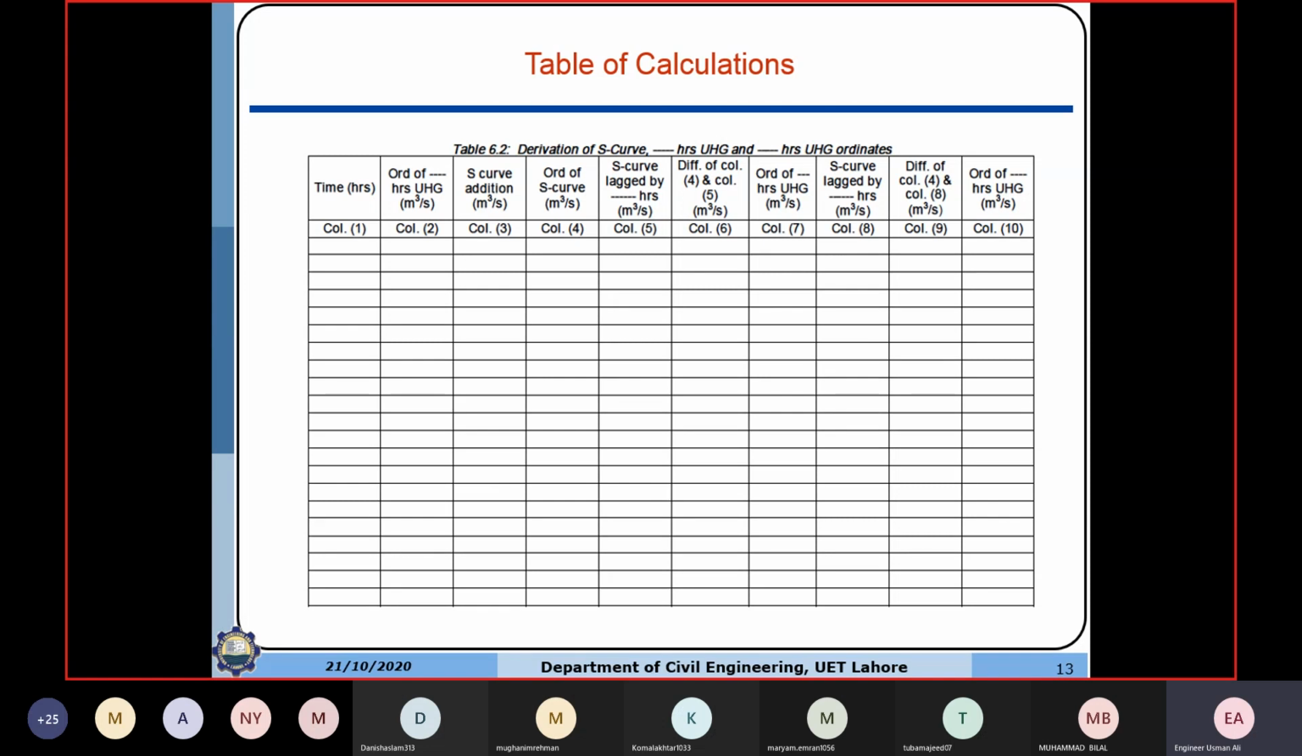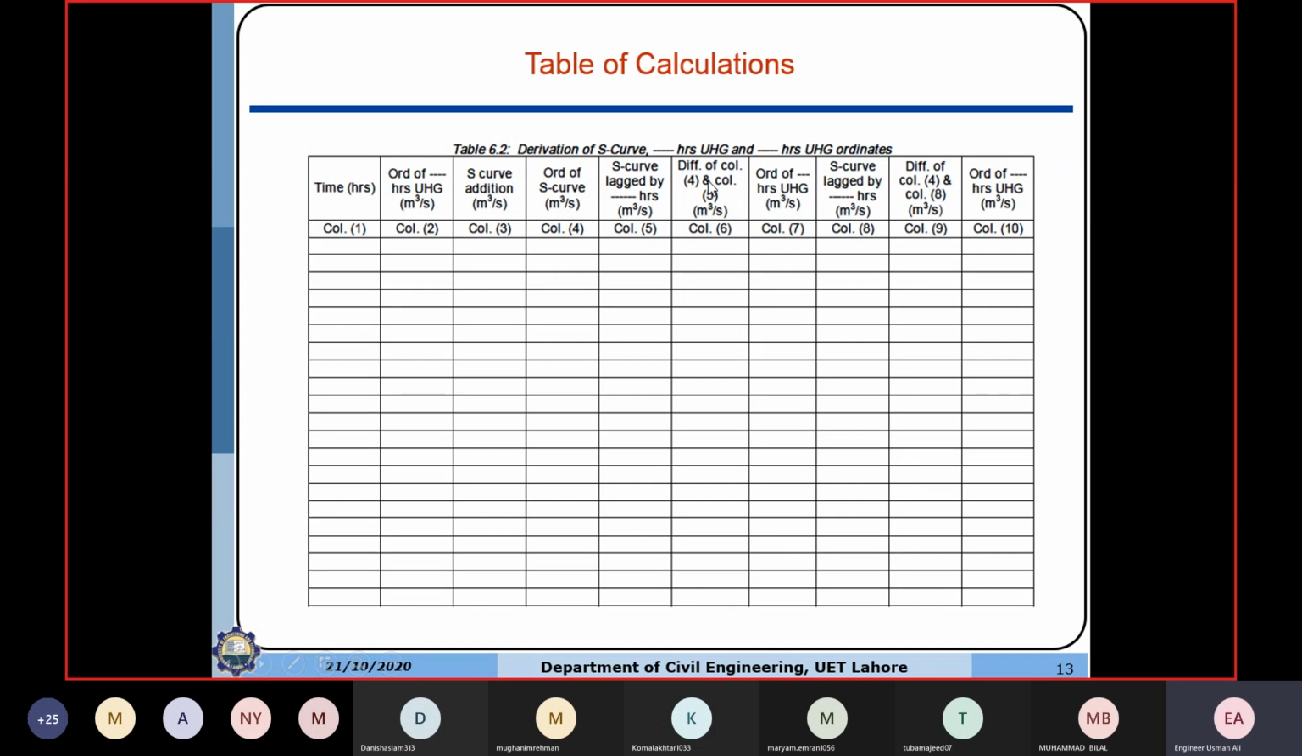Then you have to do the other procedure. First of all, if you want to convert the 4-hour unit hydrograph to a 2-hour unit hydrograph, what will you do? You will make another S curve lagged by 2 hours. So you write 2 hours over here. You will just repeat column number 4 in column 5 with the first ordinate starting at the second hour, against the time step of 2 hours. So you will take the lag of 2 hours. This will be the 2-hour S curve. This is the 4-hour S curve. This is the 2-hour S curve.